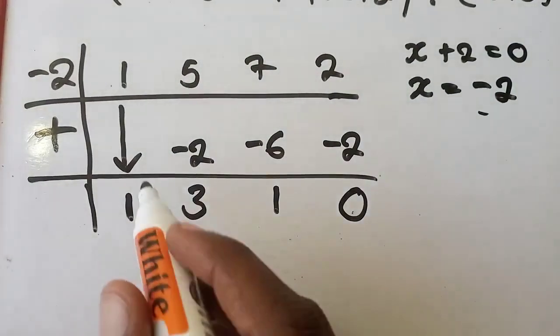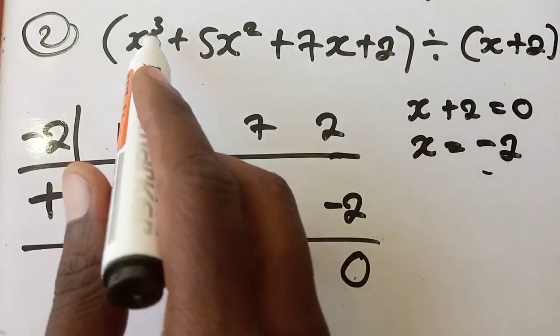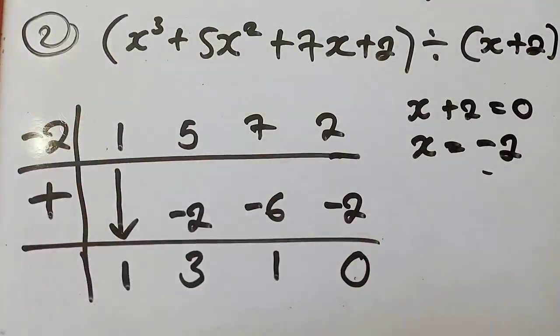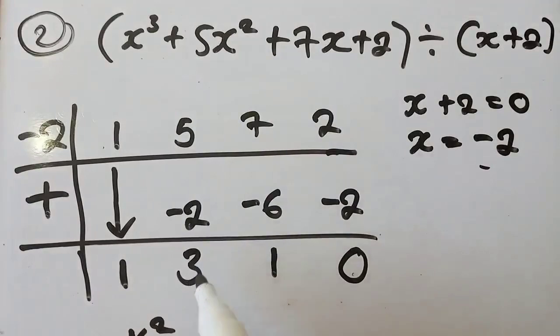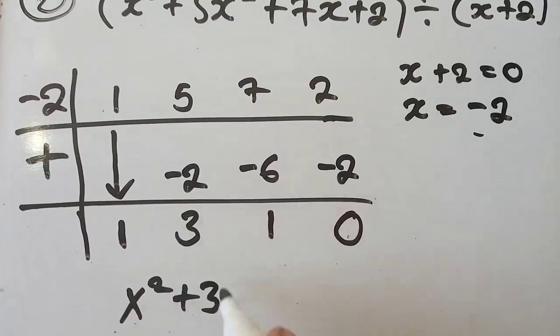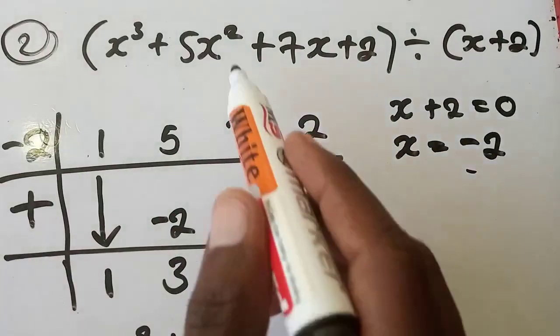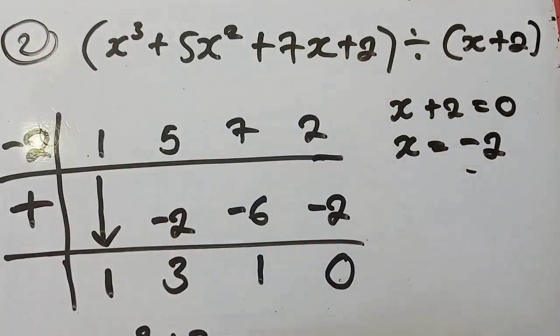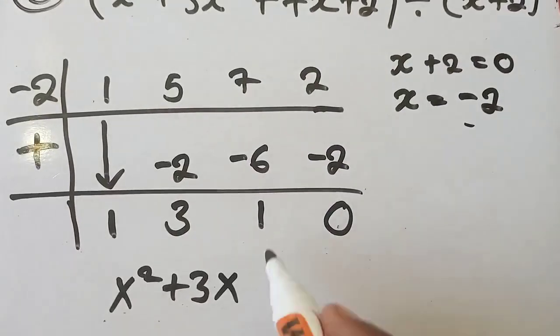So your answer here, you're going to write it according to this polynomial. This one is power 3, so the first term will be power 2. Then here, this is positive 3. So this answer, this is to the power 2, it will be to the power 1, and to the power 1 we don't write it. Then here, this one is positive 1, so you write positive 1.